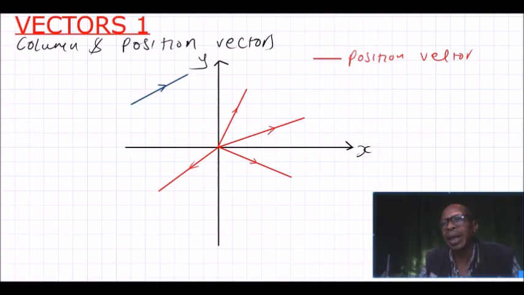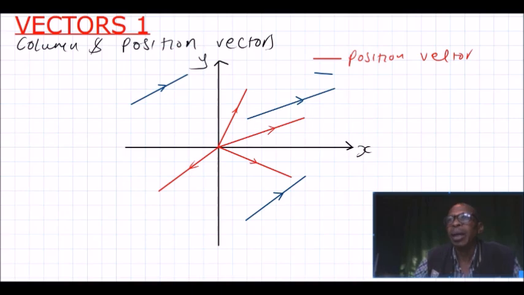You can have another vector that doesn't start from the origin. That's also another column vector. You can have a column vector here. It doesn't start from the origin. So the blue lines represent the blue vectors. These are column vectors. I hope that is clear.